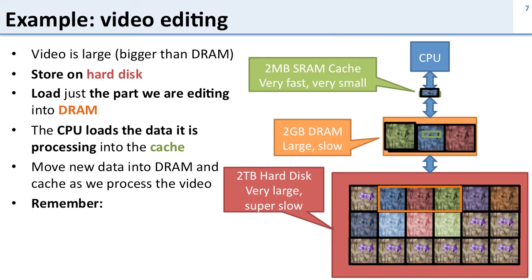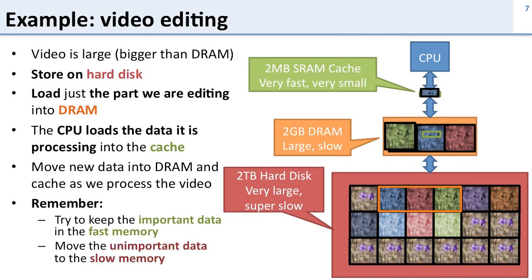So remember, the key to making this work is we need to keep the important data, that is the data we're working on right now, in the fast memory, so in the cache or the DRAM. And we need to move the unimportant data out to the slow memory to make space for the important data in the fast memories. So the key here is we have slow and fast memories, and we need to move the data around at the right time to the right place.